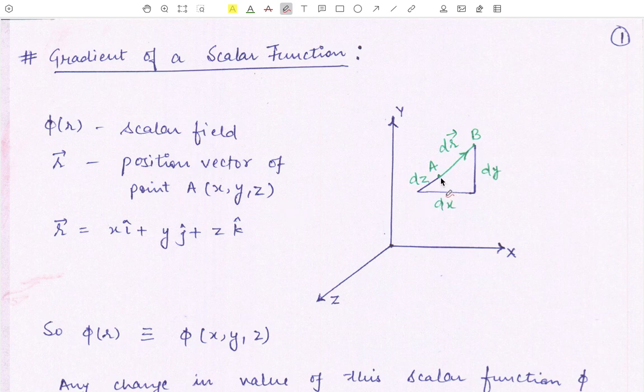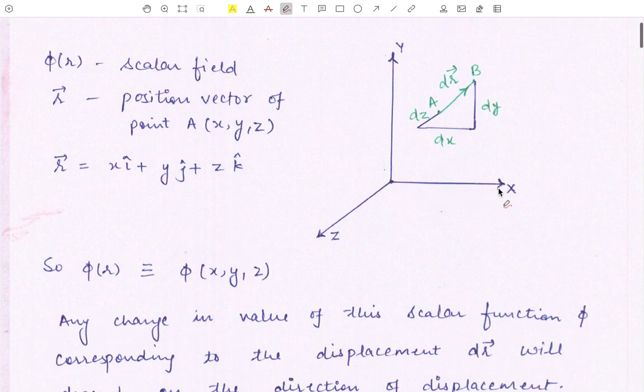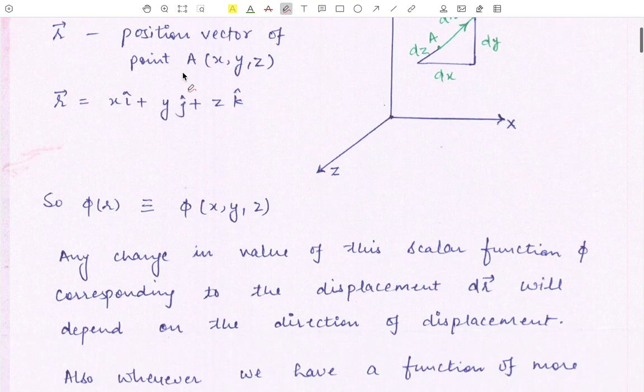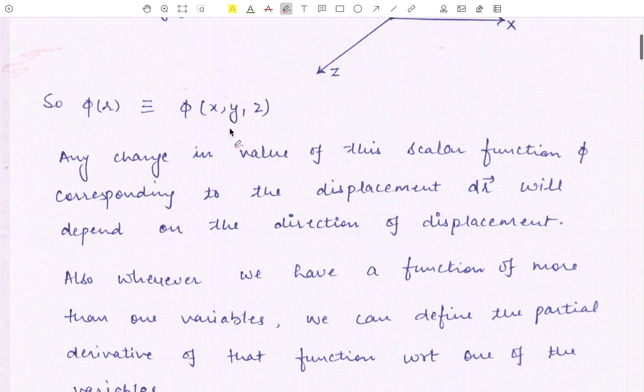This is our point A, and this r vector is defined in Cartesian coordinates as x i cap plus y j cap plus z k cap. This is a Cartesian coordinate system x, y and z. Now this phi(r), which is a scalar function, can be written as phi of x comma y comma z. This is the same thing.